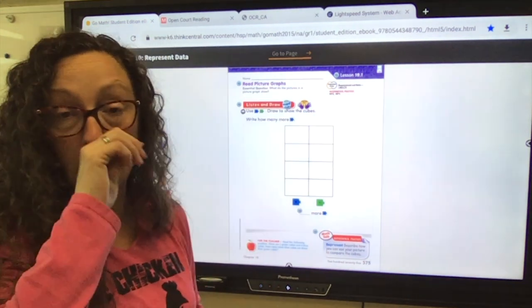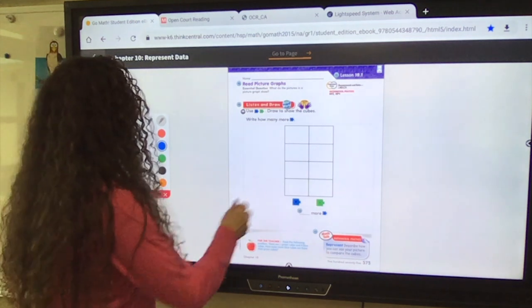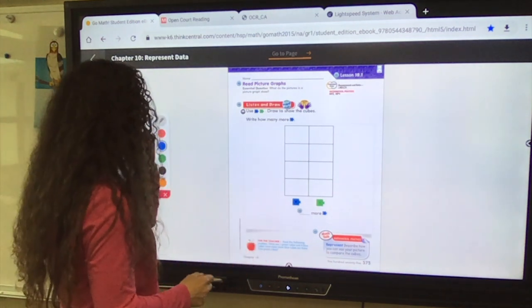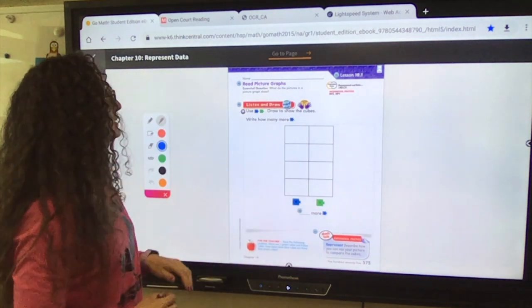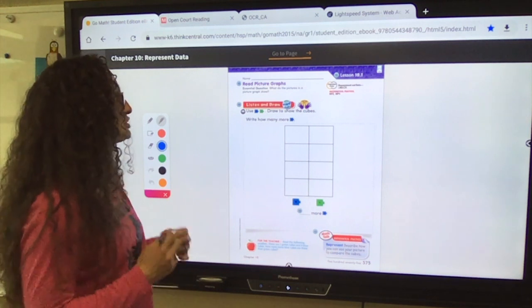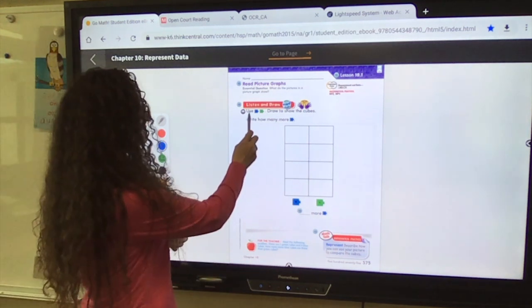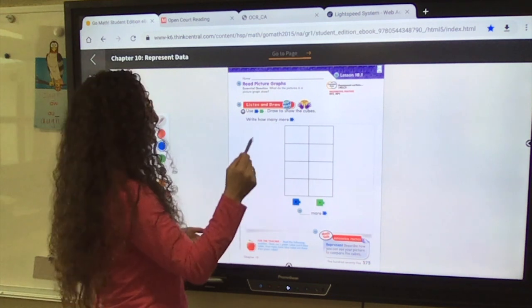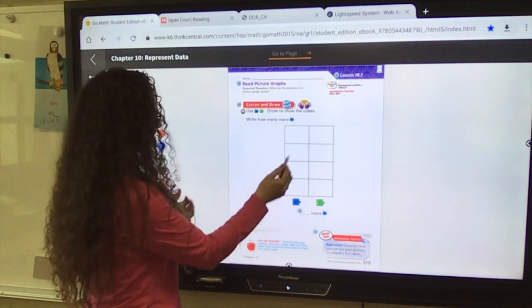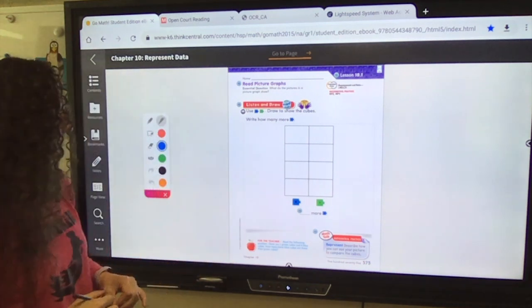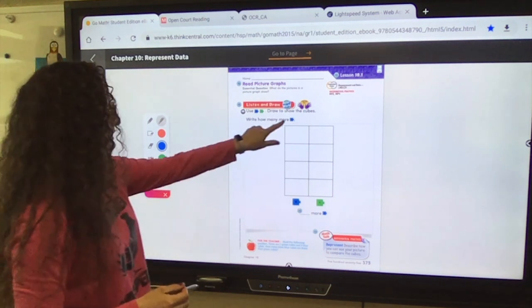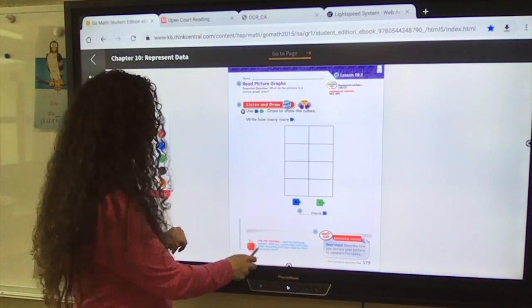Anyway, we're going to start talking about data. So on here, if you're on page 575, we'll go through it together. So our question, what do the pictures in a picture graph show? It says use cubes. If you don't have cubes, you're just going to draw cubes or a circle or whatever. Draw to show the cubes. Write how many more, and it shows blue cubes.